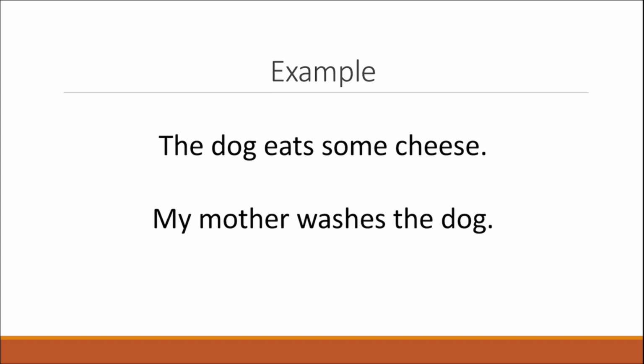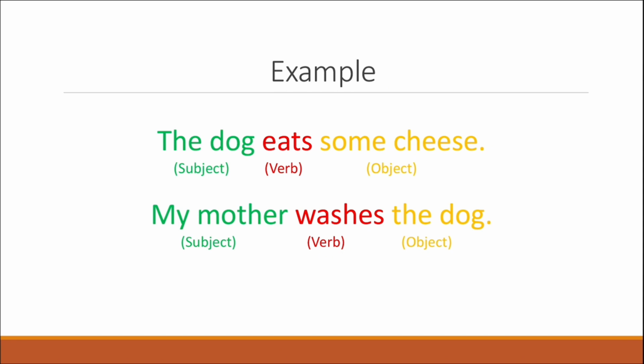And these two sentences are very important if we analyze them grammatically. In the first sentence, we can see, for example, that the dog is the subject of the sentence because the dog is performing the action of eating some cheese. Eats is, of course, the verb of the sentence, and some cheese is the object of the sentence because in order to know what the object of a sentence is, we always ask the question, what is the dog eating? And we know that the dog is eating some cheese. Because of that, some cheese is going to be the object of the sentence.